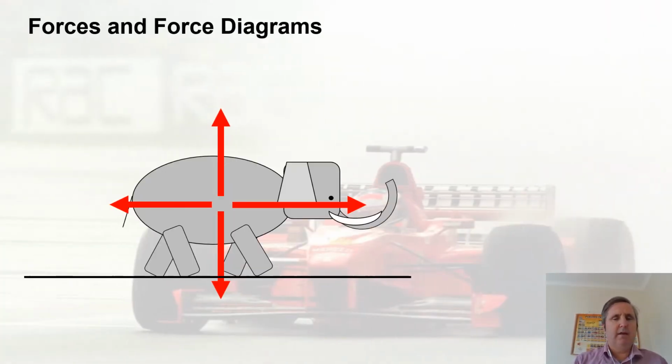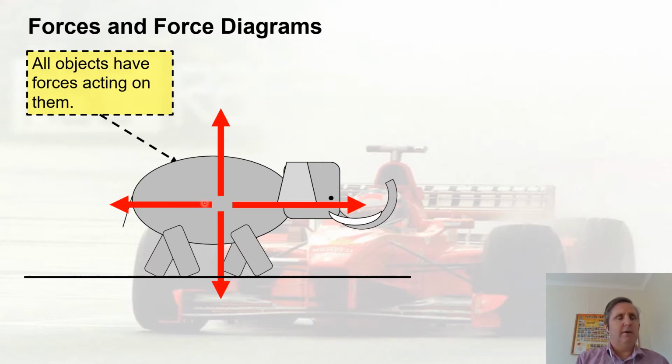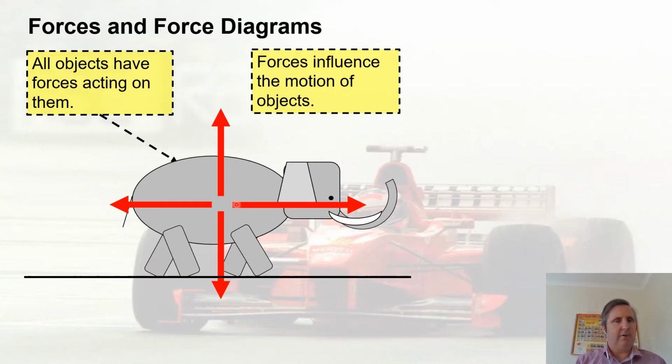Okay, so here is a force diagram. Here's an elephant running along, and it's got 4 force arrows drawn on it. Now, any object in our universe has forces acting on it. It might not always be 4, it might be less, it might be more, but all objects have forces acting on them. Now, forces influence the motion of objects. That means they'll influence the speed, the acceleration, the deceleration of an object.